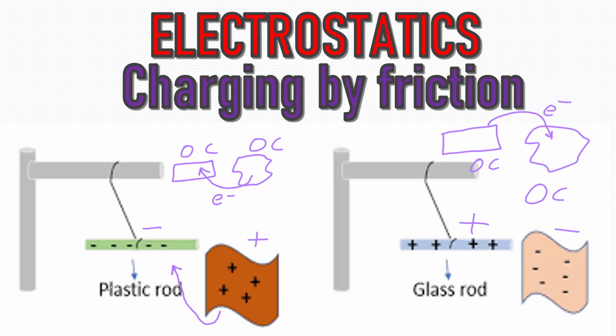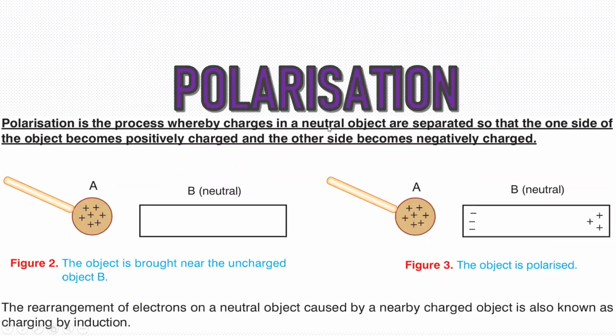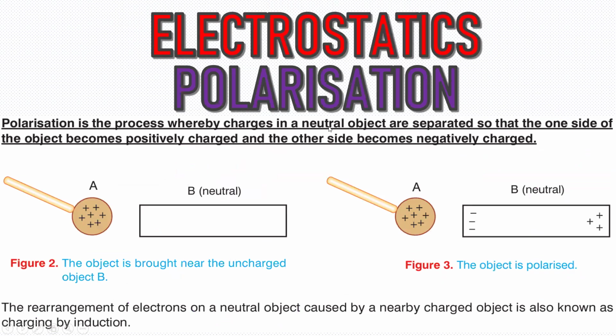So next one, let's see what else we have. Polarization. Polarization is the process between any charged object and a neutral object. In a neutral object, as you know, we have protons and electrons. Same number of protons and electrons, 1, 2, 3, 4, 5, 6, 7 of each, so it is a neutral object.